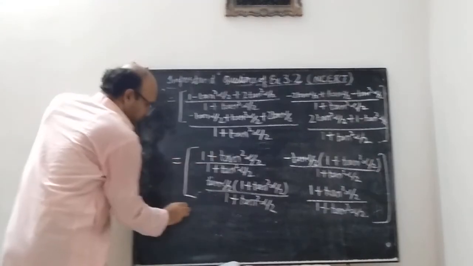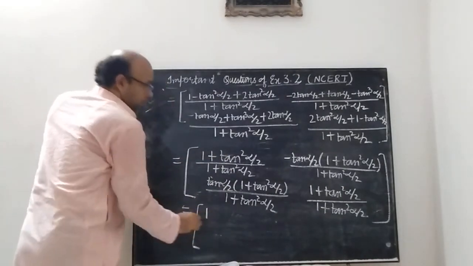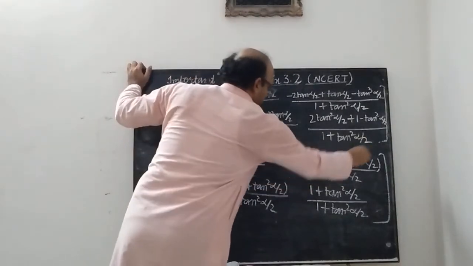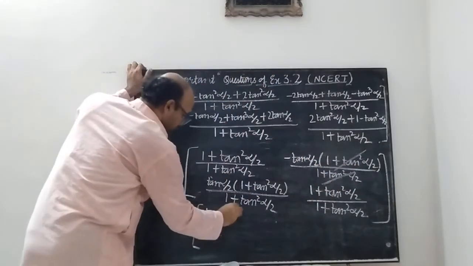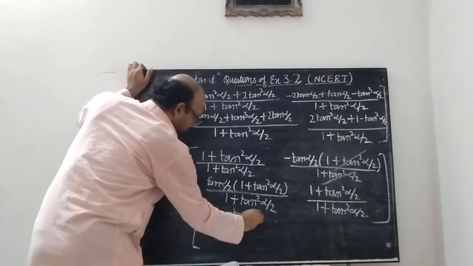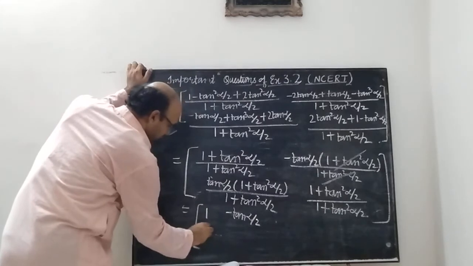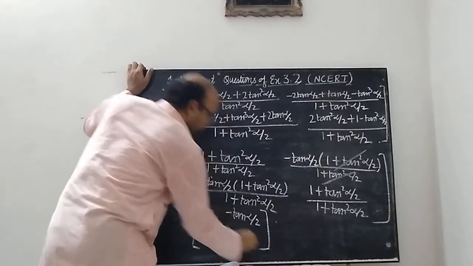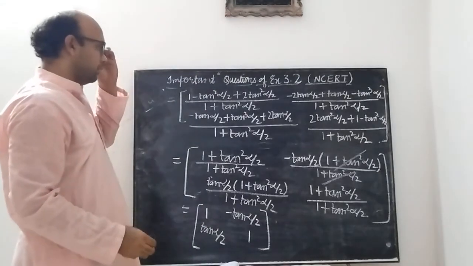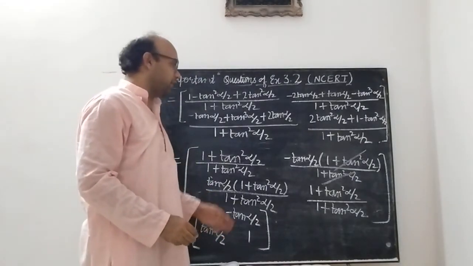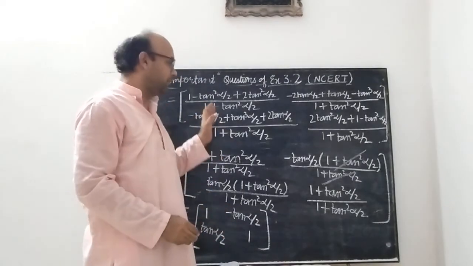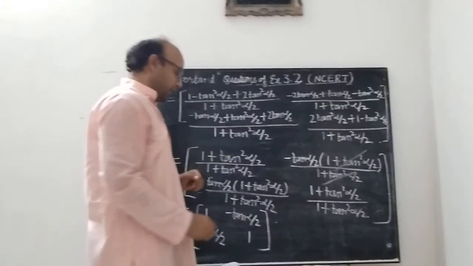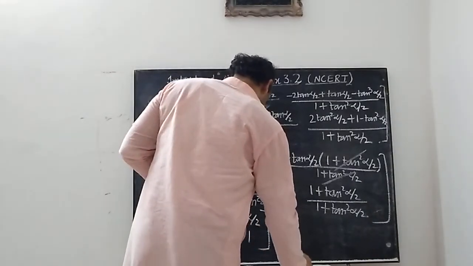Now this will give you 1. This will get cancelled out. So we have minus tan alpha by 2, this is tan alpha by 2, and this is 1. So what we get is the expression what we are getting here, and we got for the left hand side, they are coming out to be equal, and so the equality is being proved.